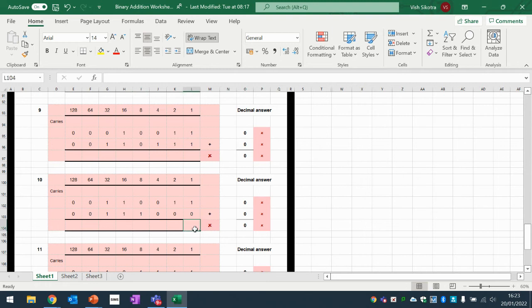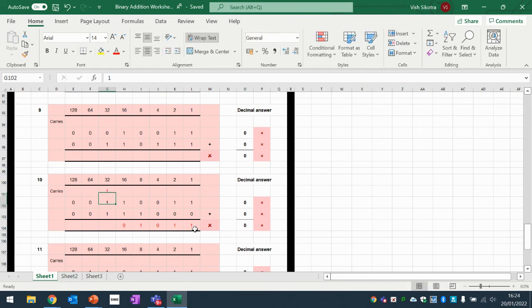Now, I'm still going to follow those rules. 1 plus 0 is still just 1. Again, 1 plus 0, still just 1. 0 plus 0, still just 0. 0 plus 1, still just 1. Here's where it gets more complicated. We've got 1 plus 1. Remember, we can't write the number 2. So we're going to write 2 in binary. 2 in binary is 1, 0. So we write 0 in this column and carry a 1 into that column.